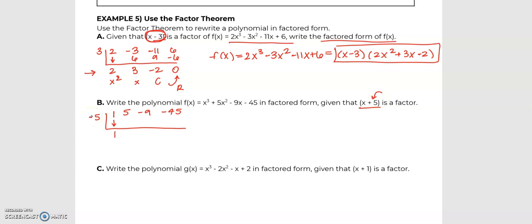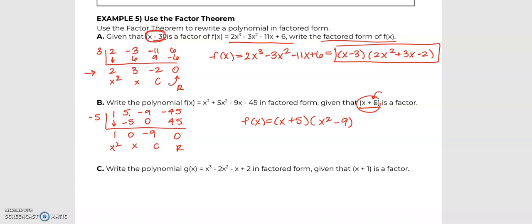Bring down, and then we'll start: multiply, add straight down. Multiply, add straight down. Multiply, add straight down. Amazing, right? That's what I knew was going to happen. My remainder was going to be 0 because x plus 5 is a factor, and my other factor comes from the quotient, x squared minus 9.